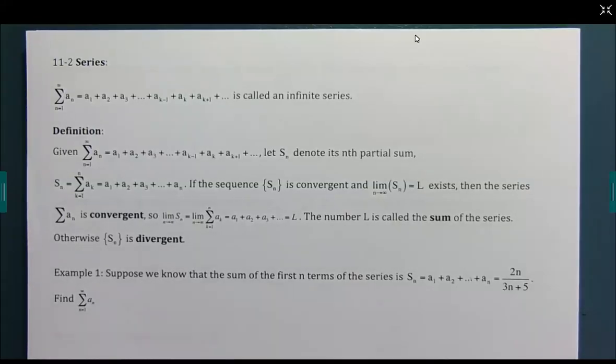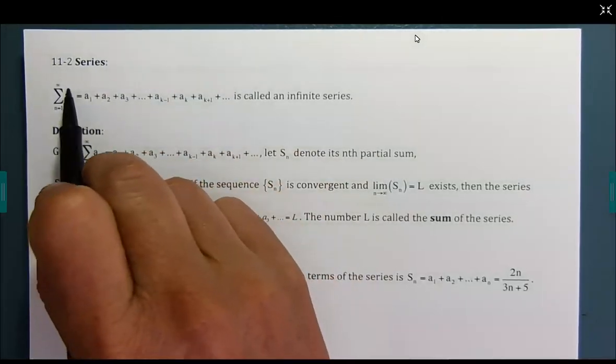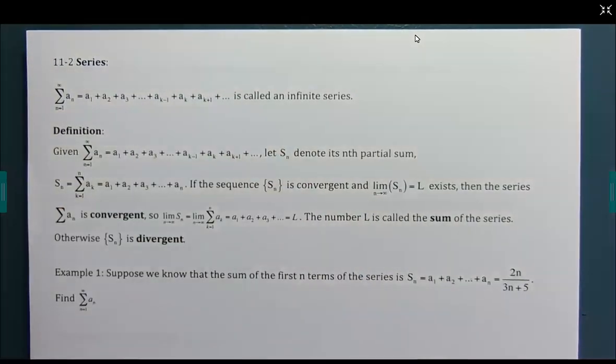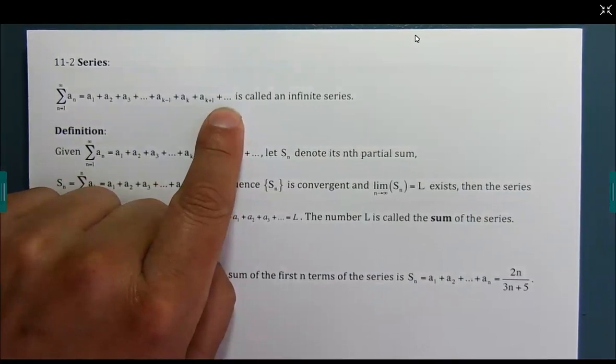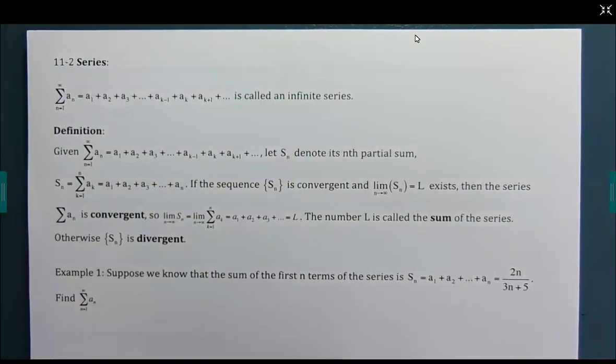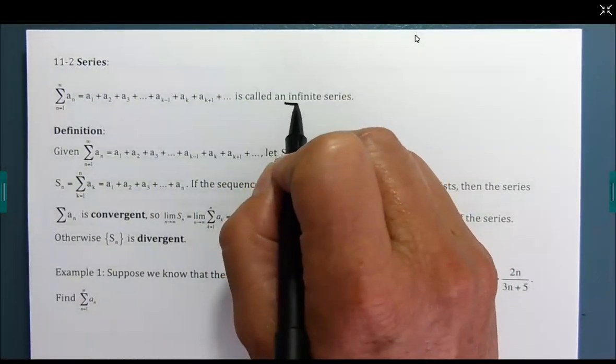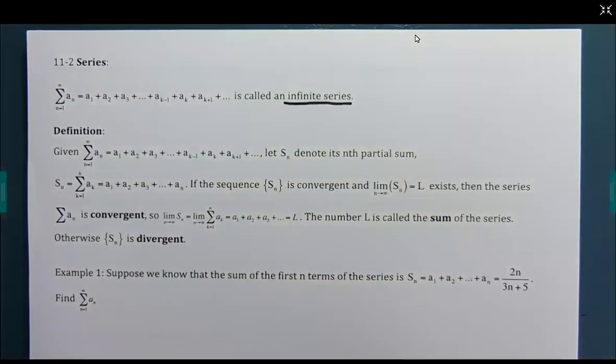Welcome back, everyone. We are getting to the first part of chapter 11.2, and we're going to be talking about series. Series is when we take a sequence, A sub n, and we add up all of the elements. Now, if we end up with the ellipsis at the end here, that means we have what's called an infinite series. And for the rest of this chapter, we will be mostly interested in only infinite series.